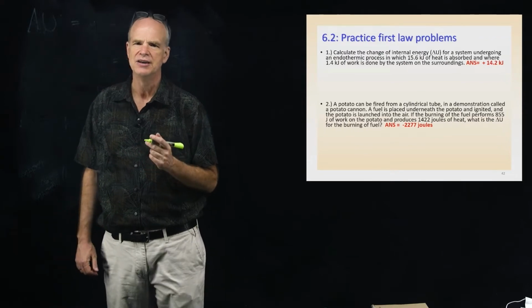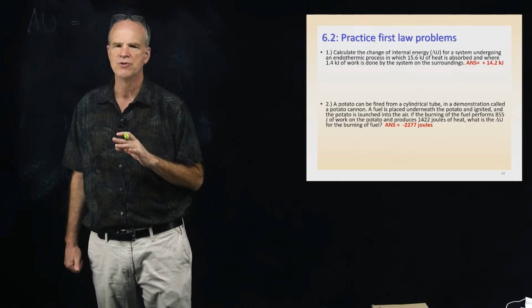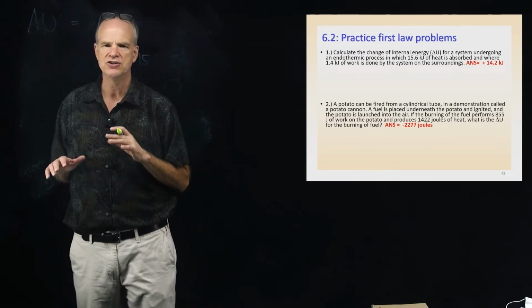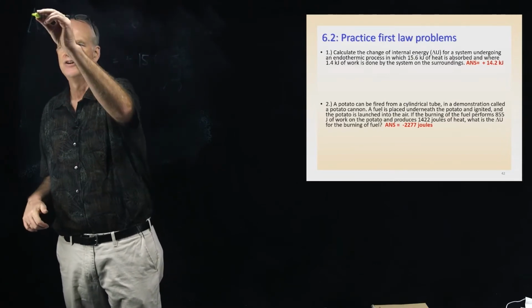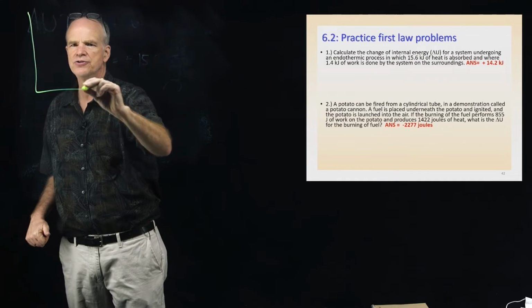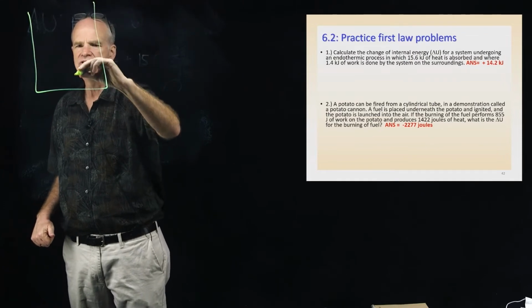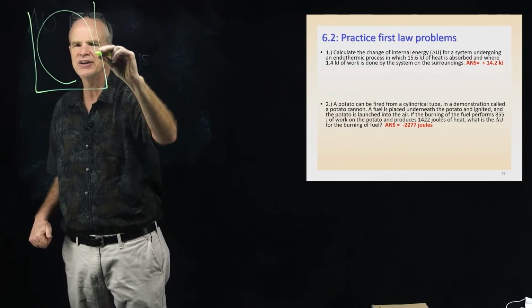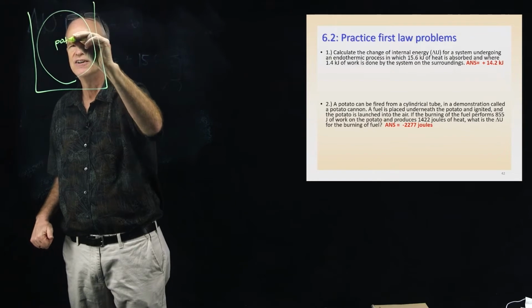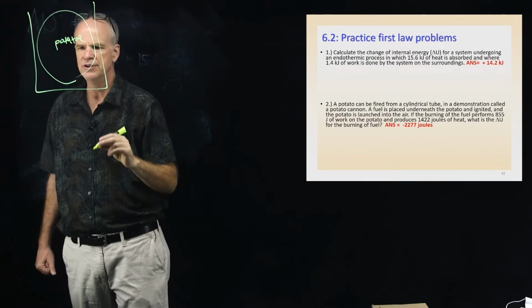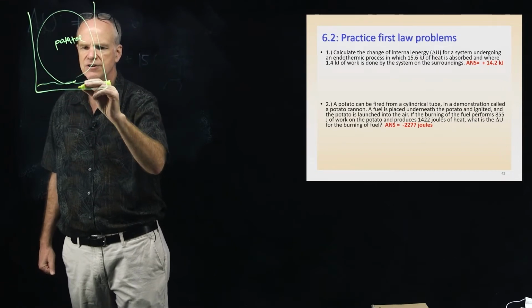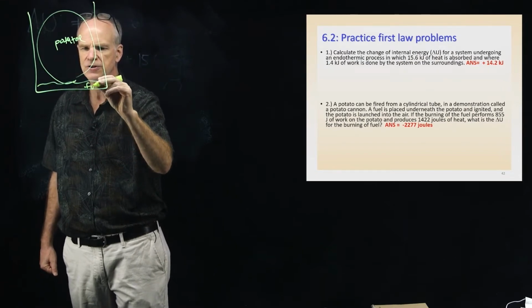Okay, I think what would probably help me when solving this problem is just drawing a picture so I can understand what the system is and what the surroundings are. So we have a cylindrical tube, and then we have a potato in it. So here's the potato. And then we have a fuel. The fuel is going to be underneath here, so I'll write fuel here.